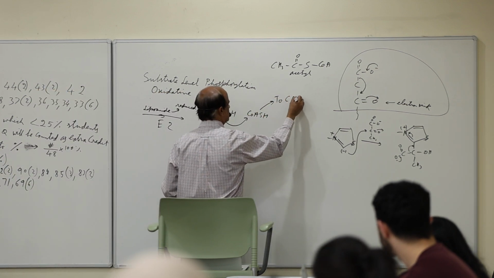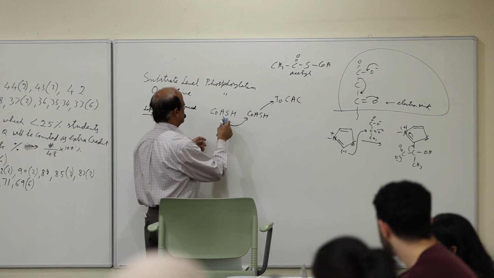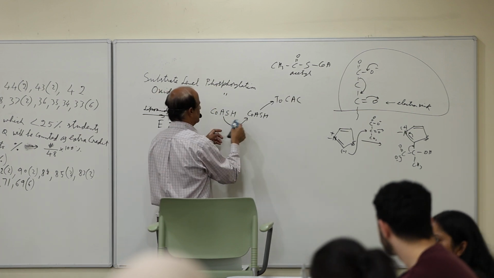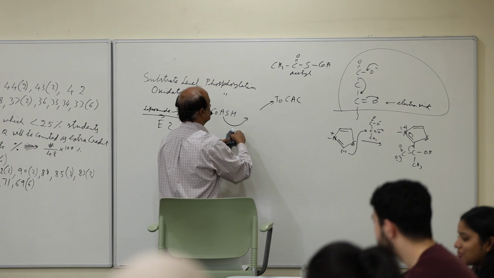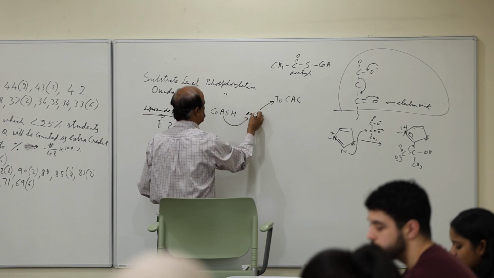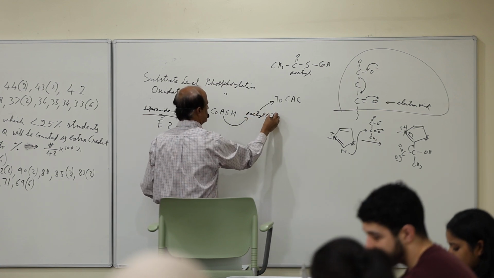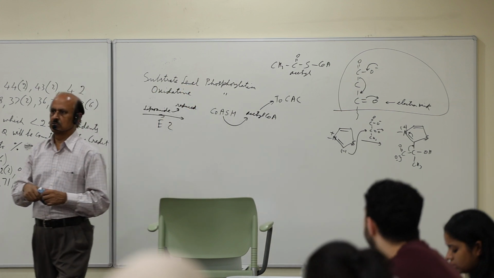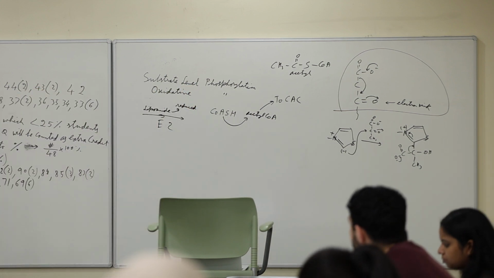Coenzyme A, and this is acetyl-CoA. This one. So acetyl-CoA goes to the citric acid cycle.